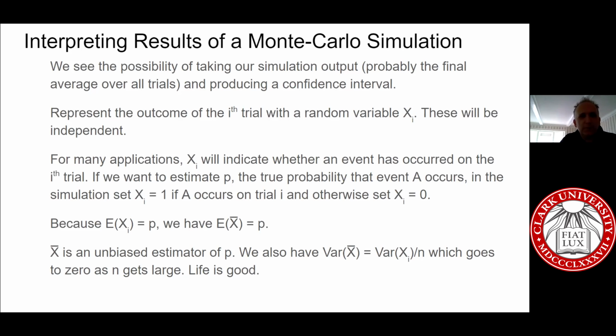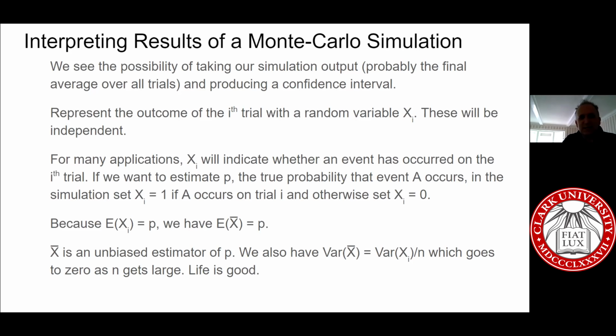So represent the outcome of the ith trial with a random variable Xi. We have to identify a variable Xi that's going to be associated with the outcome. For example, in the one we did with the pebbles, Xi is 1 if a random number between 0 and 1 is less than 2/9, otherwise it's 0. For many applications, Xi is an indicator variable.